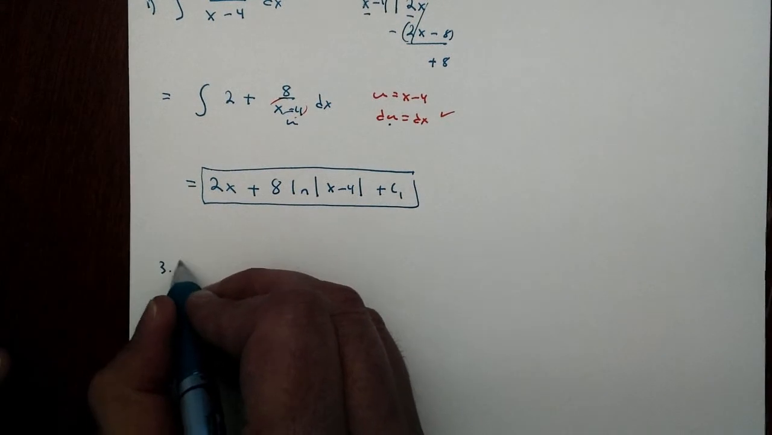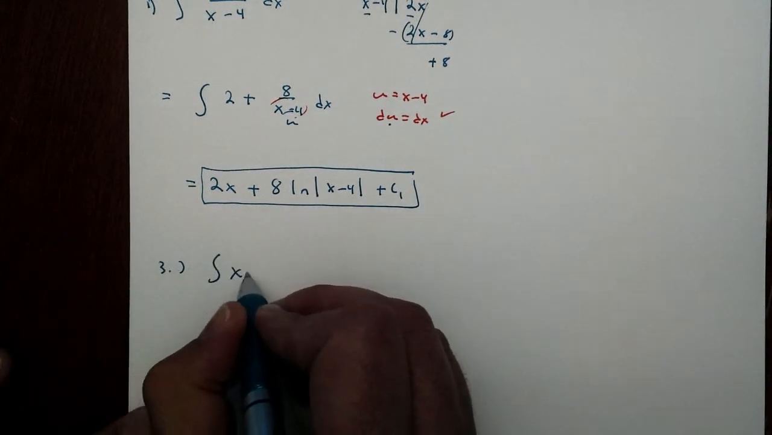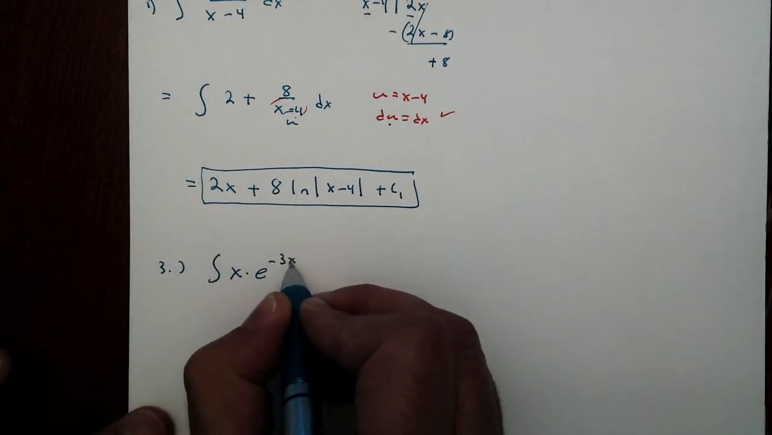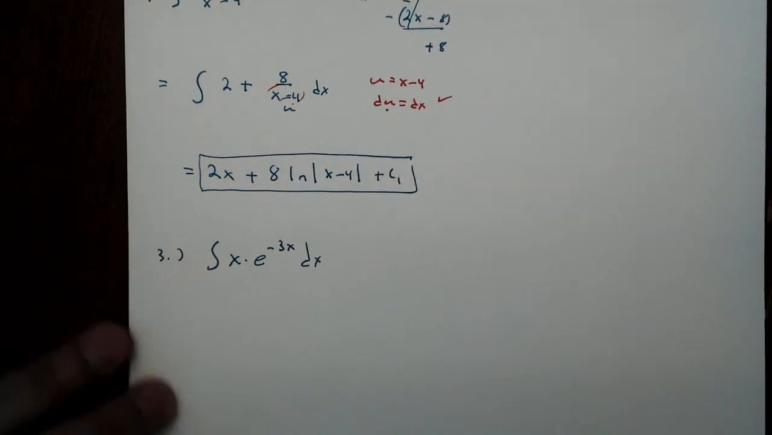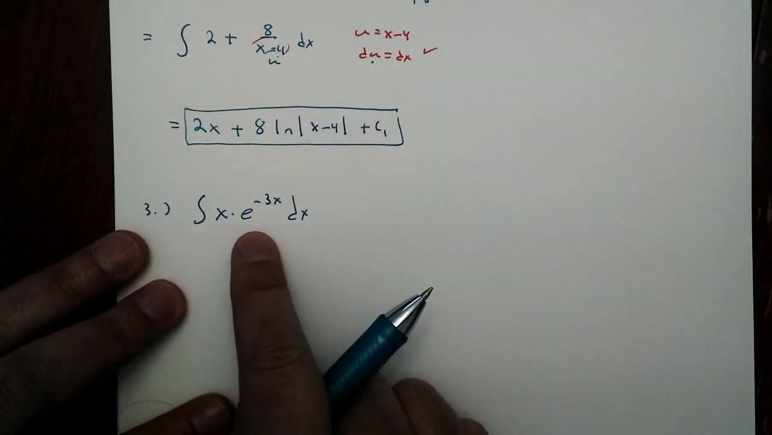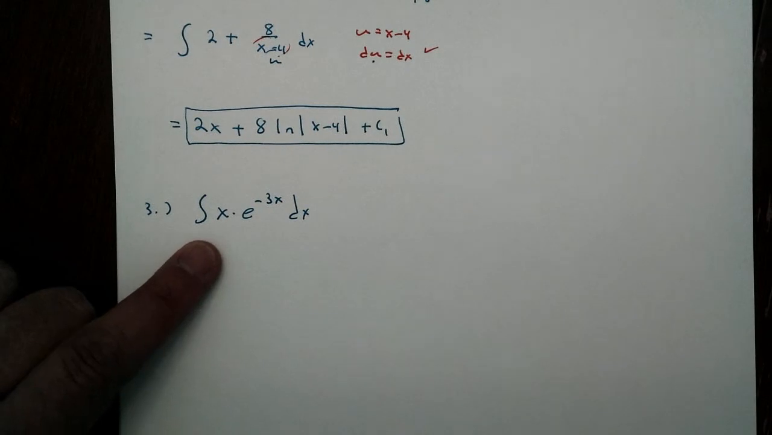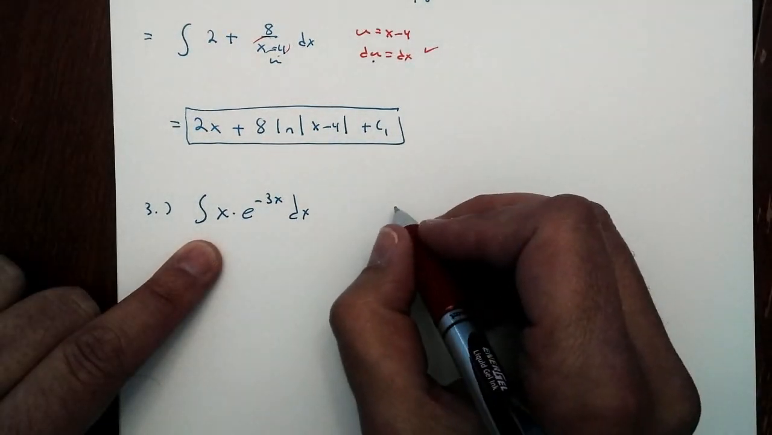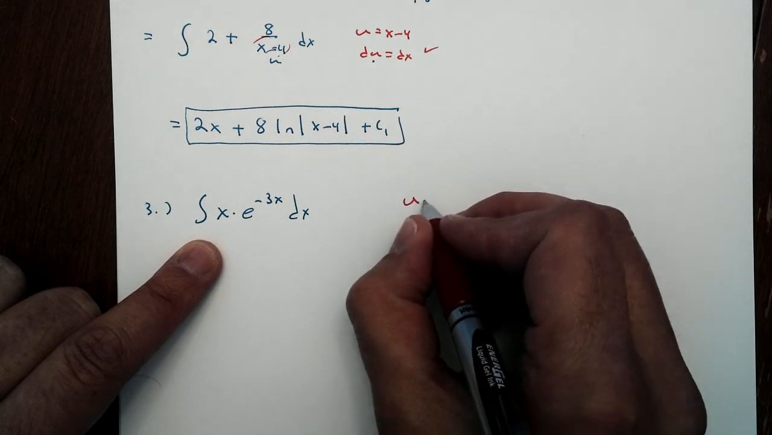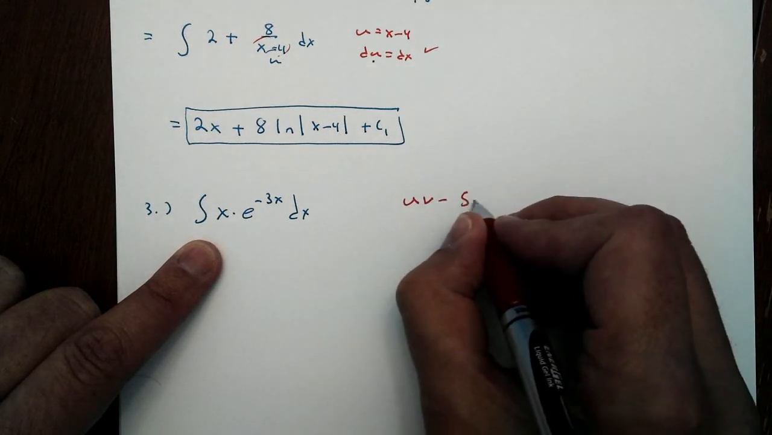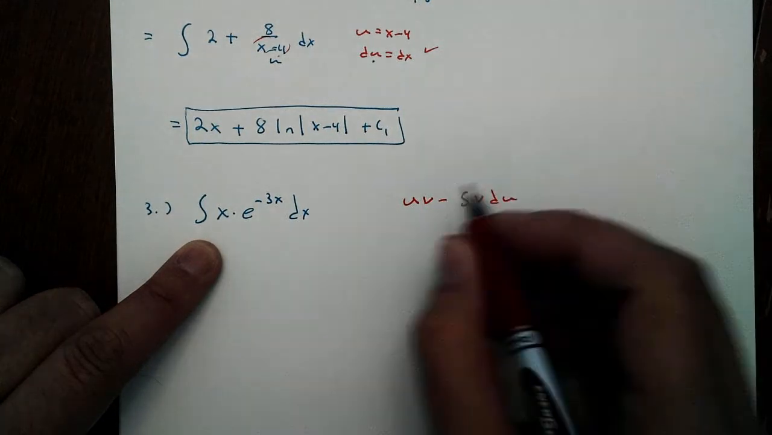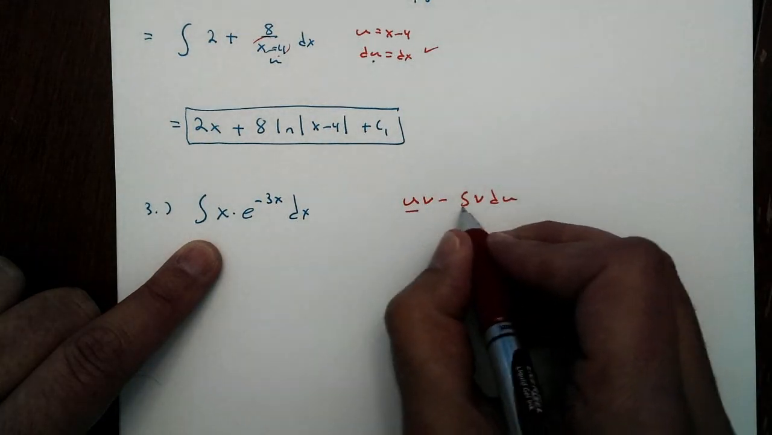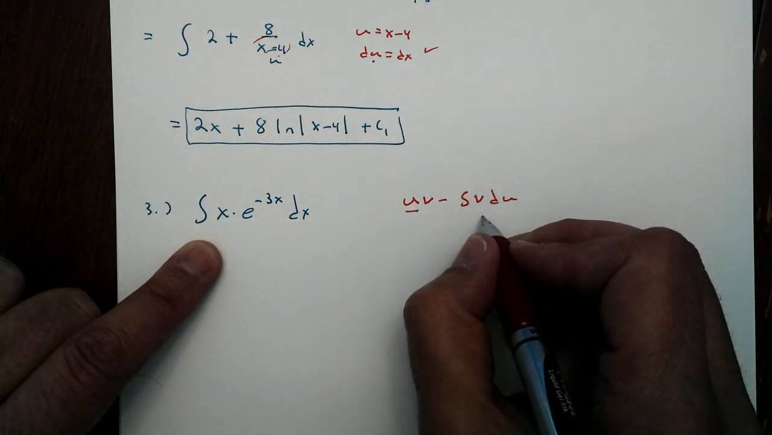Alright, so let's take a look at another one. Number 3 in our homework: x times e to the negative 3x dx. Now you might recognize this one as integration by parts, and that's good. Remember, integration by parts: the antiderivative is going to be uv minus the antiderivative of v du. So we need something to be u, and we need something to be dv, of course.